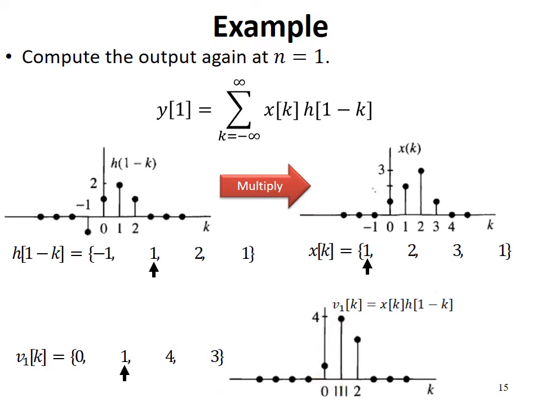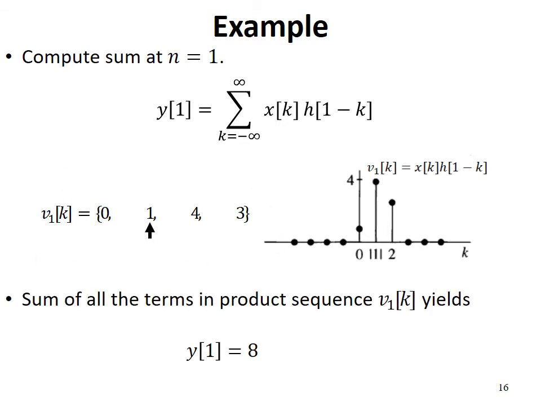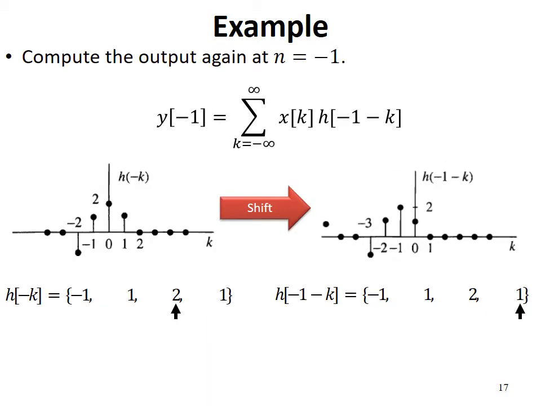Right? Now the next step is to sum all these samples in the product sequence v1 of k. So when you sum all these samples together, you will get 8. So y1 is equal to 8. Similarly, find out the response at different values of n. For example, n equal to minus 1.